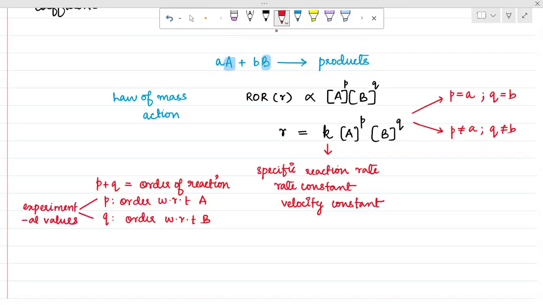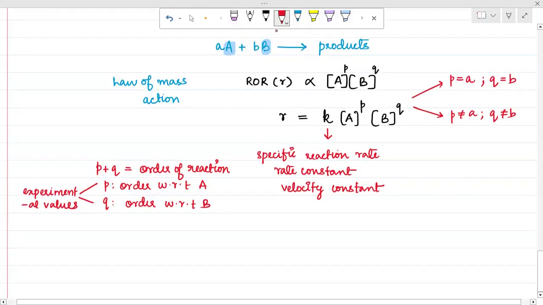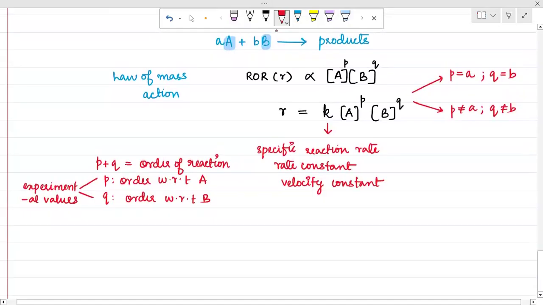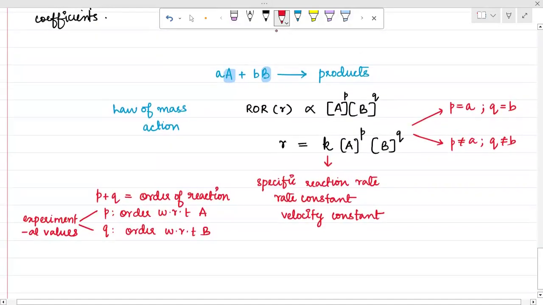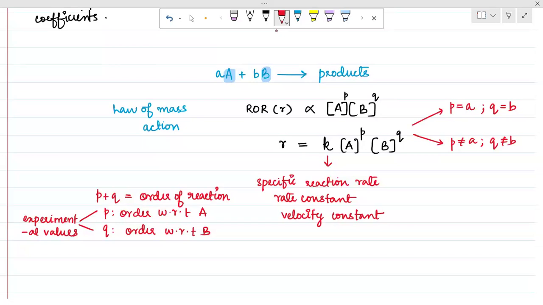Okay, experimental value. Now, write some typical examples so that you can convince yourself about this P, Q, and how it is related to the stoichiometric coefficient. I'll just summarize whatever we have written. You have some reaction where rate is expressed in terms of the concentration of the reactants only raised to some power. And here I have taken P and Q. So the sum of the powers, which is P and Q, is equal to the order of the reaction, and that is a new term that we will be discussing.